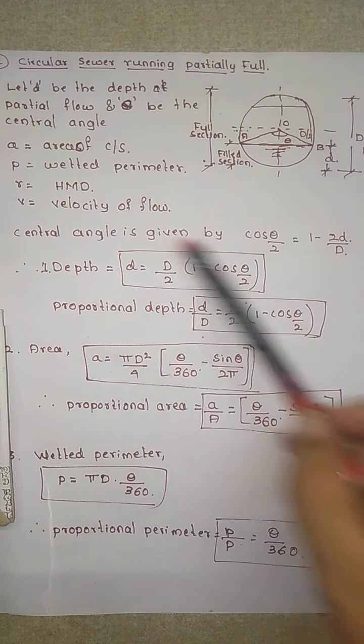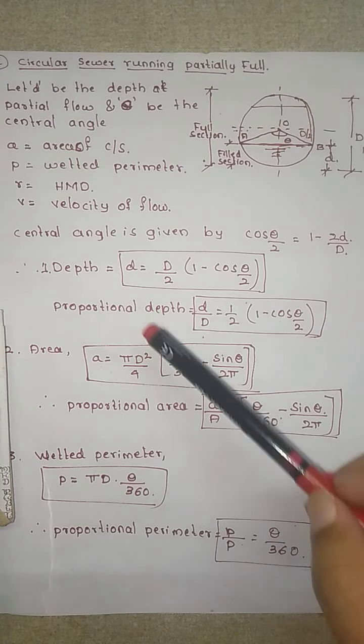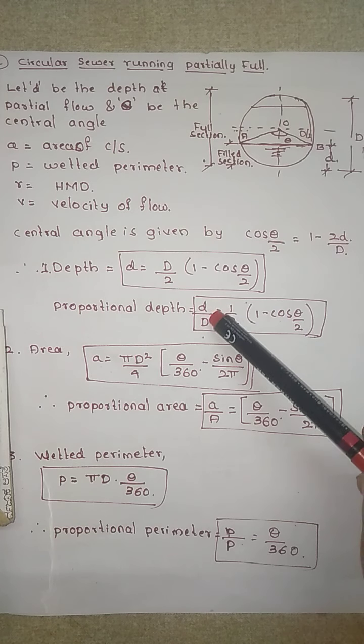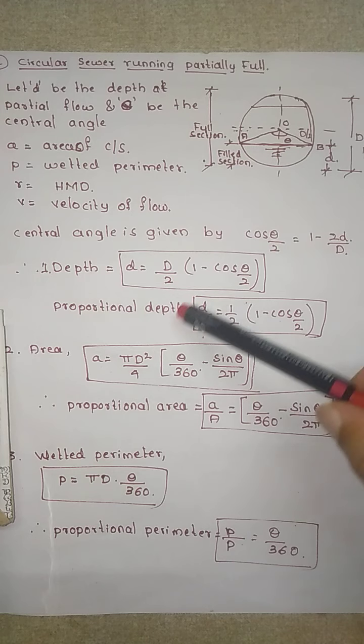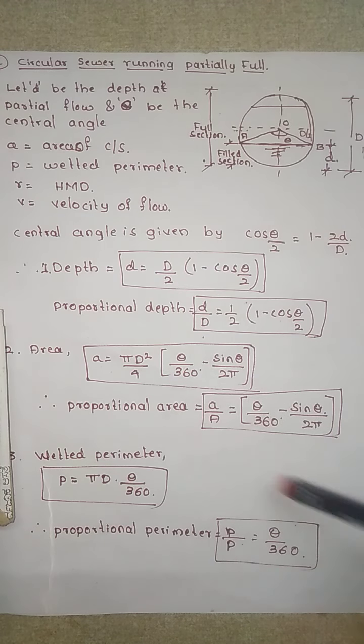Now what is this proportional depth? Proportional depth is the ratio of the depth when the sewer is running partially full divided by the depth under full condition. At those conditions we call it the proportional depth. These formulas have been simplified and directly given to you.